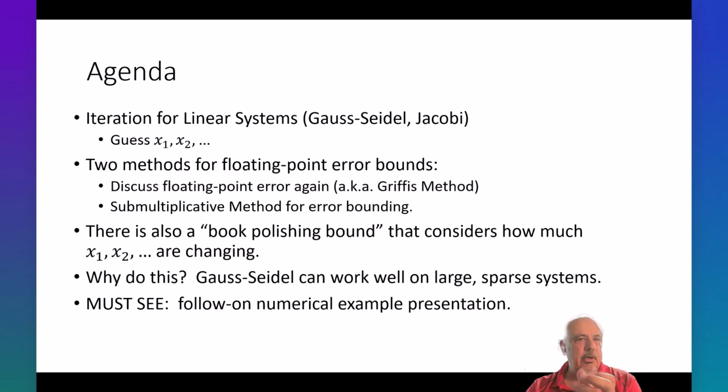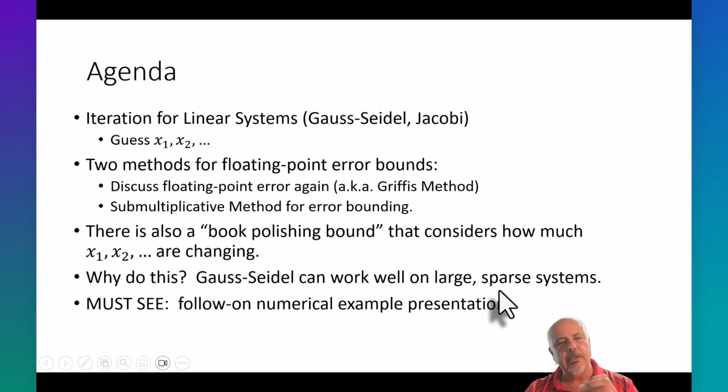There's what I call a Griffiths method, and then there's a submultiplicative method. As we do this, we also are going to look at how the x's are changing, and I call that a book polishing bound. So we'll do that, and you might wonder, why are we doing this Gauss-Seidel iterative method when we can just use an inverse, or Cramer's rule, or Gaussian elimination? Well, Gauss-Seidel works well on large, sparse systems, so that's why we want to have this capability.